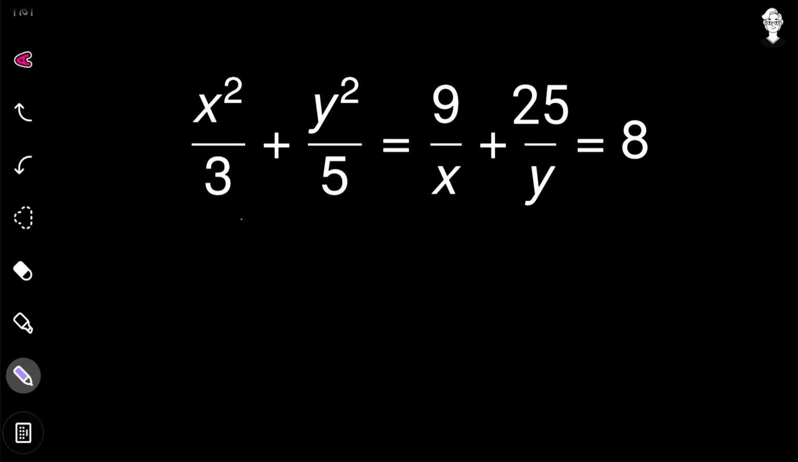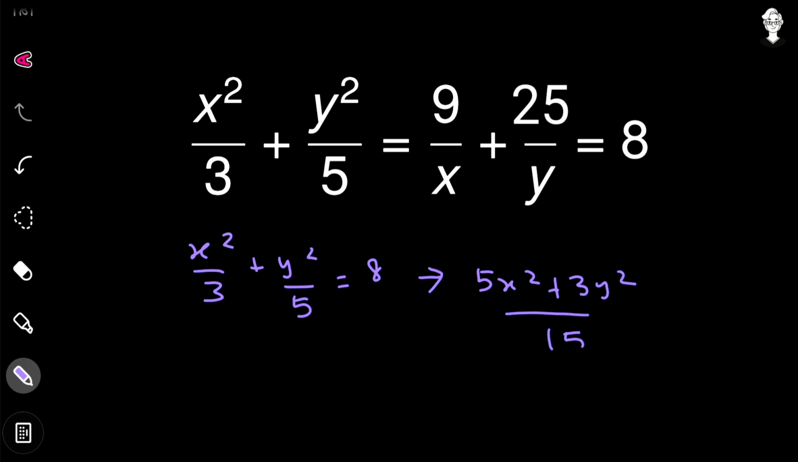First of all, we can see that these three things are given equal to each other. So we will start the solution by equating the first one with the last one. So it is going to be like this way: x²/3 + y²/5, this is the first one, and this is going to be equal to 8. Now to solve this, we will first of all take the LCM. So (5x² + 3y²)/15 is going to be equal to 8.